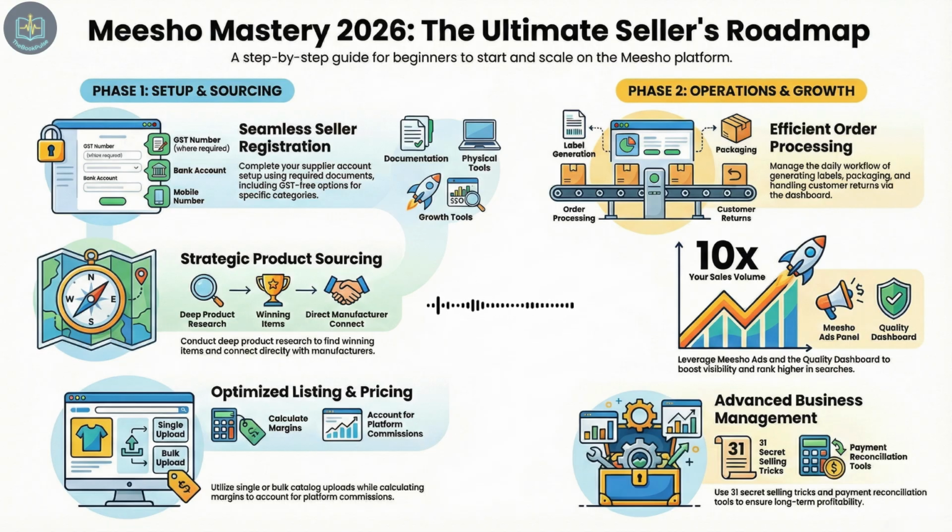Which totally explains why this course is so granular. He doesn't just say, hey, find a product and sell it. Chapter by chapter, he walks through registering a supplier account, finding manufacturers, setting selling prices. Single versus bulk listing uploads. Yes, order processing, running Meesho ads, mastering the quality dashboard, and utilizing 31 selling tricks to boost sales. But one of the very first things he mentions as a hook for beginners is that you can register a supplier account in specific categories without a GST number.